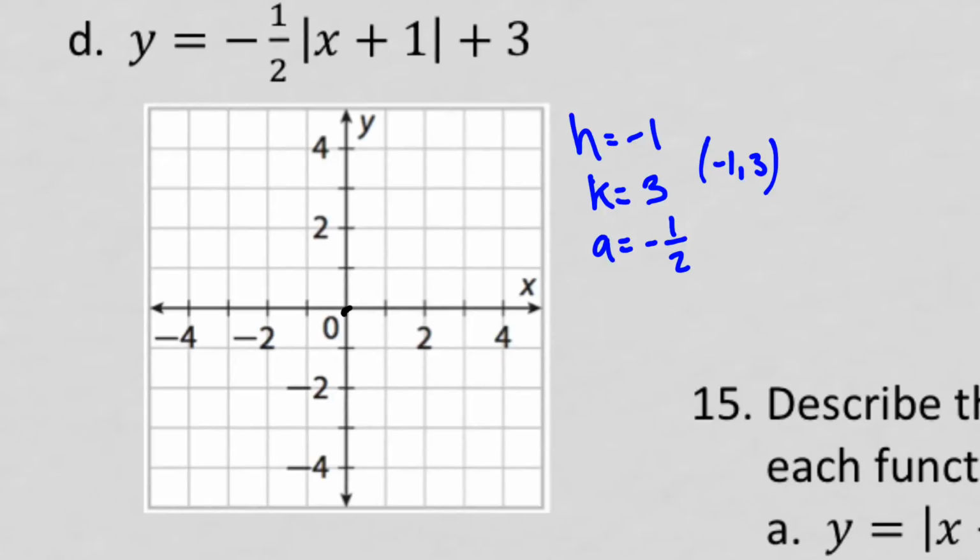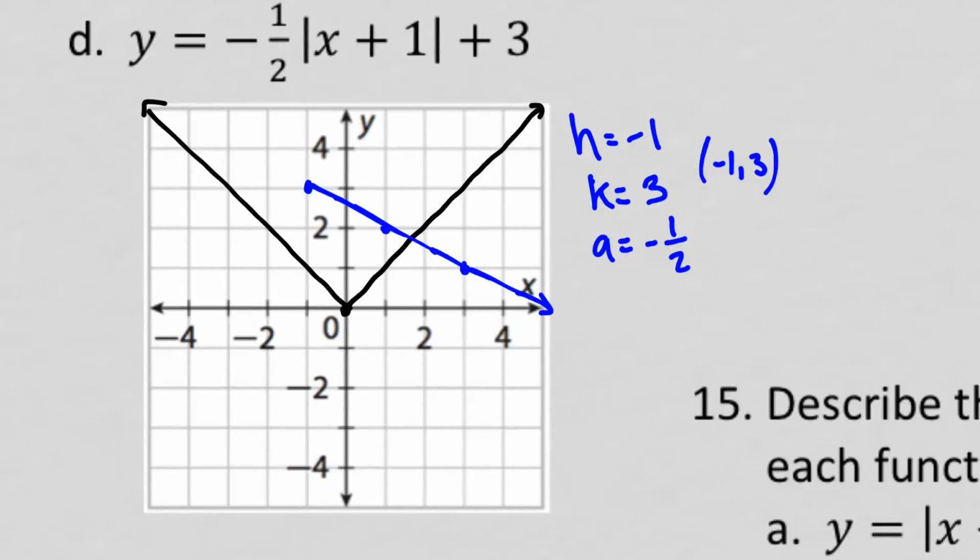I'm going to graph the parent function first. From 0, 0, go up 1 over 1. There it is on the right side, and there's the left side. The new one is going to be starting at -1, 3. So up here is where it begins. And the slope is -1/2. That means from this point, go down 1 over 2. Down 1 over 2. Like this.